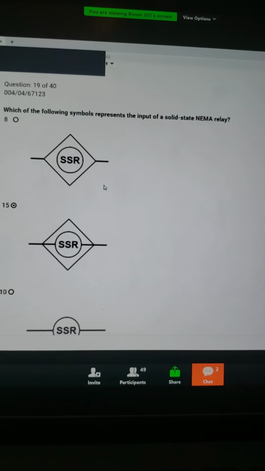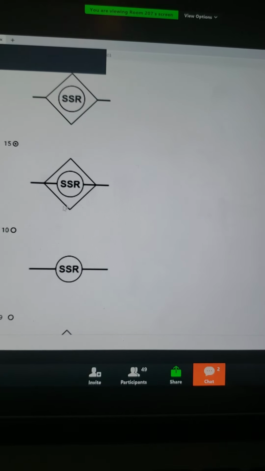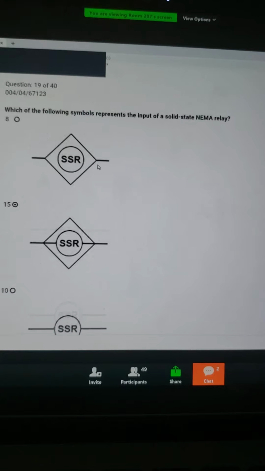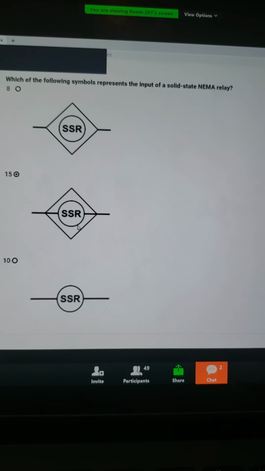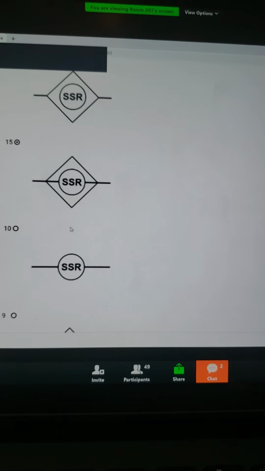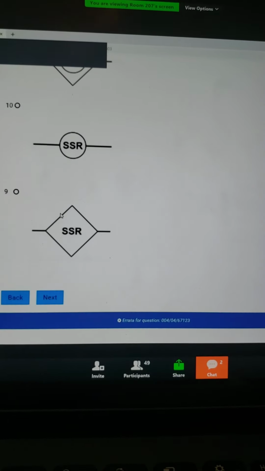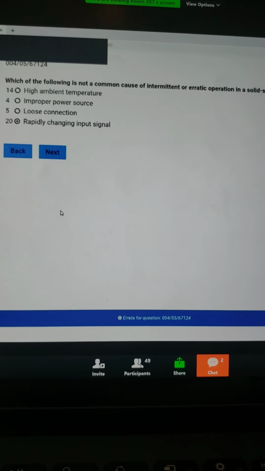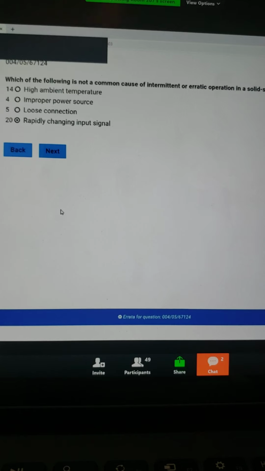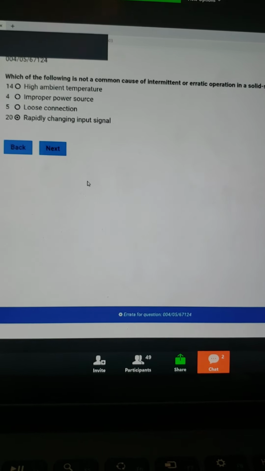Which of the following symbols represents a solid state NEMA relay? Right here. Which of the following is not a common cause of intermittent or erratic operation in a solid state relay? Rapidly changing input signal.